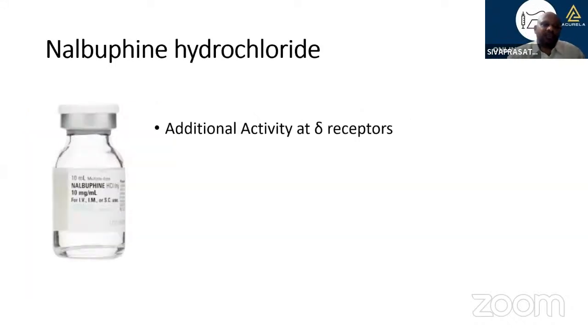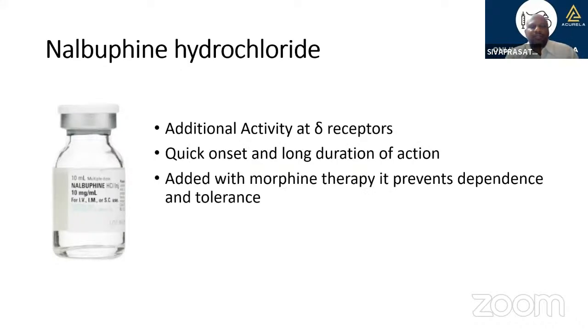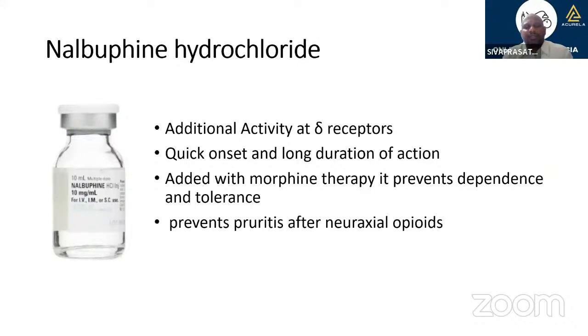Coming to nalbuphine, it was almost a forgotten drug. Now again it's being used. Apart from its kappa activity, it has also got some delta receptor activity. There's a quick onset and a long duration of action. If you give a low dose of nalbuphine with morphine therapy, it prevents dependence and tolerance. And it also prevents pruritus after neuraxial opioids.